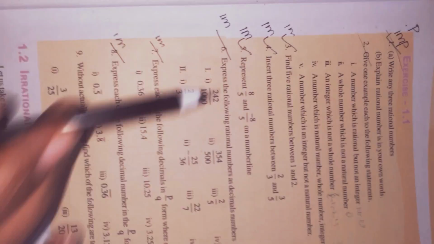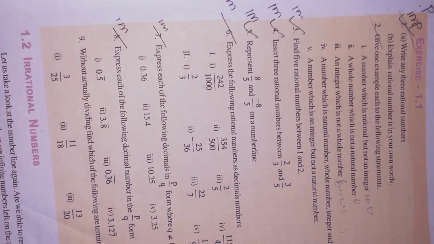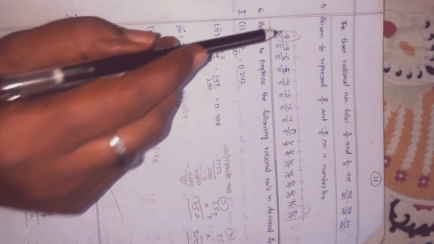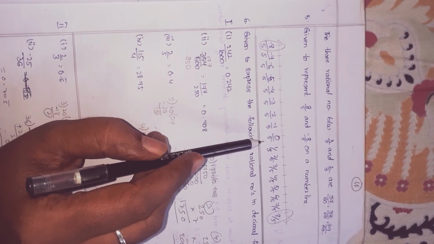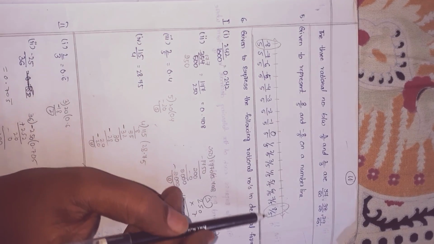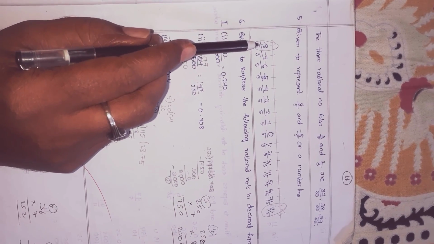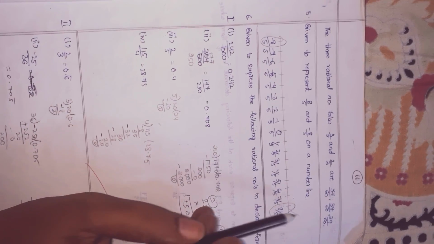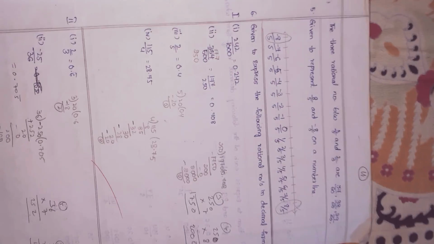Next, the fifth one, children. Represent 8 by 5 and minus 8 by 5 on the number line. It is important for 1 mark. Draw the number line by taking denominators as 5: 0 by 5, 1 by 5, 2 by 5, 3 by 5 up to 8 by 5. Negatives also: minus 1 by 5, minus 2 by 5, minus 3 by 5 up to minus 8 by 5. He is asking to mark only 8 by 5, so circle 8 by 5. Next number, minus 8 by 5, circle it.